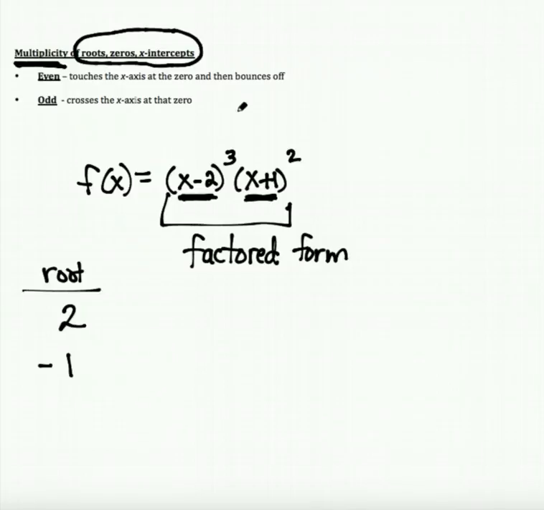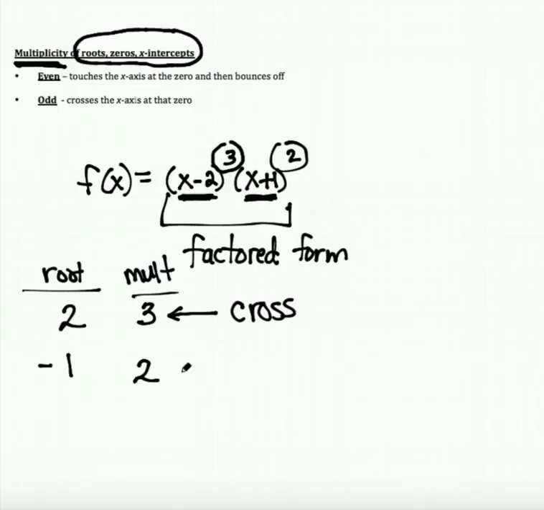Now, the multiplicity is the power that's associated with that root. So let's look at the multiplicity for a minute. The multiplicity for the root of 2 is 3. And the multiplicity for negative 1 is 2. Now, by definition up here, it says if the multiplicity is odd, then it's going to cross the x-axis at that 0. If the multiplicity is even, it's going to touch the x-axis. And we're going to see that as we graph these and as we go through some more examples.